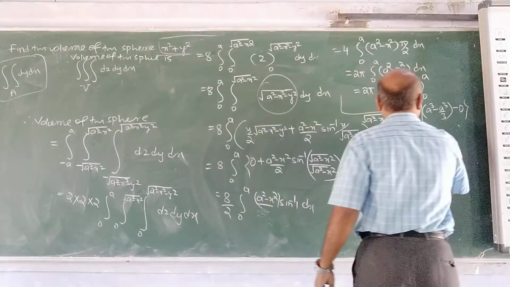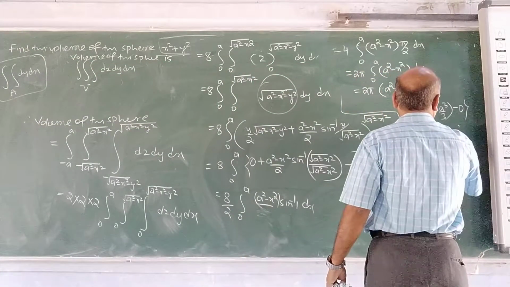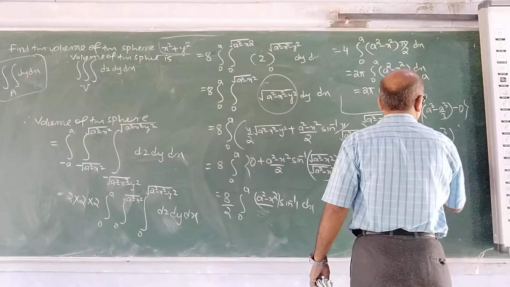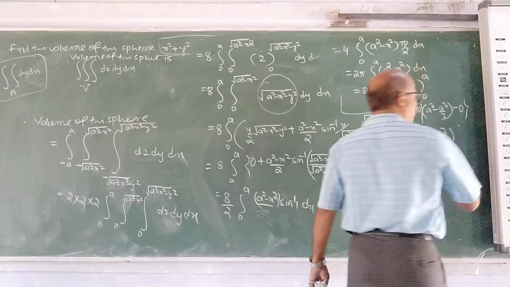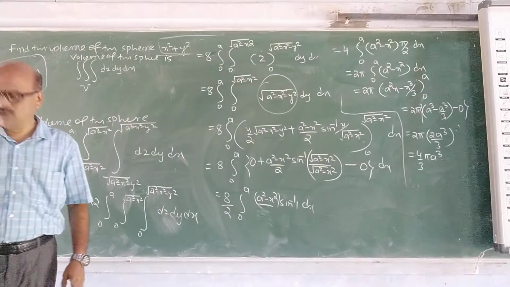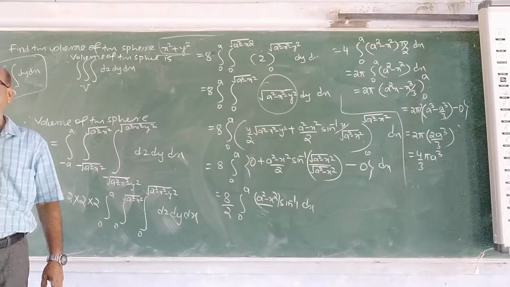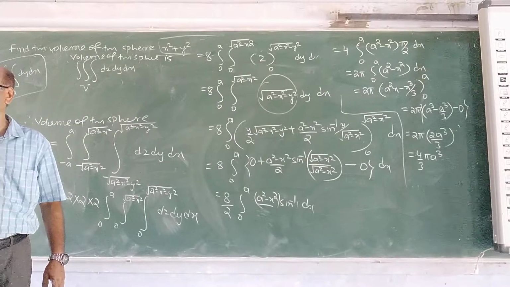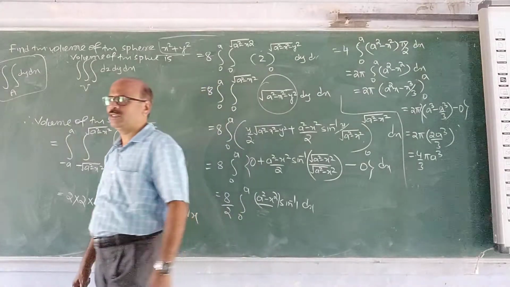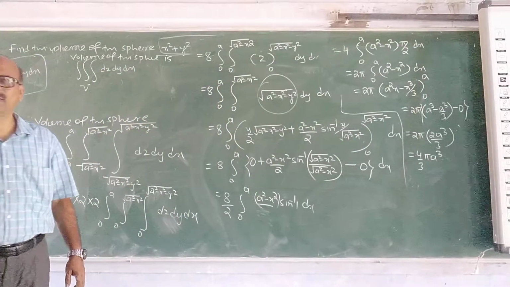So 2 pi, 2 a cube by 3. So 4 by 3 pi a cube. Standard result it is, we have obtained the volume of the sphere. Volume of the sphere formula we have studied. It is 4 by 3 pi a cube. A is the radius of the sphere. 4 by 3 pi a cube.